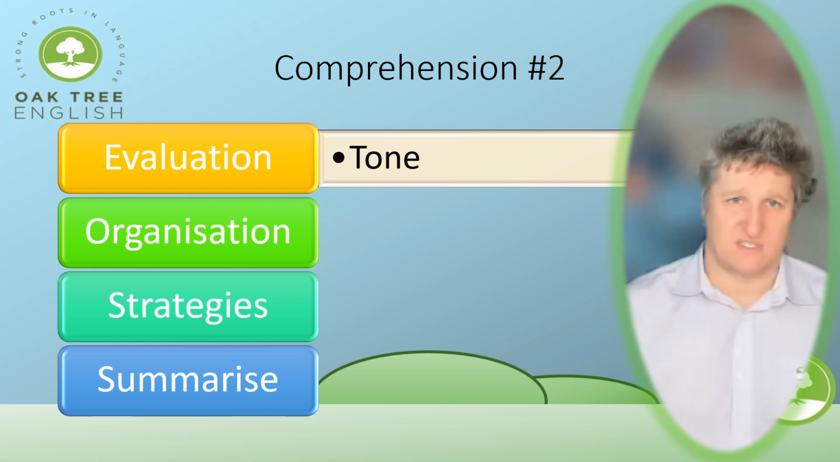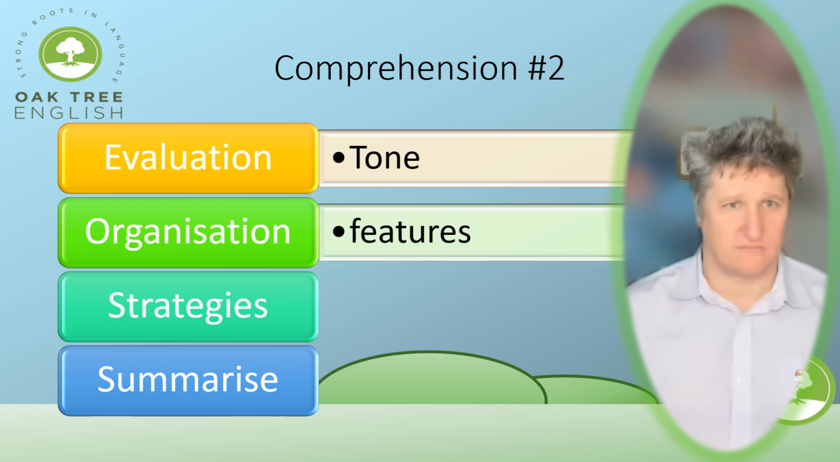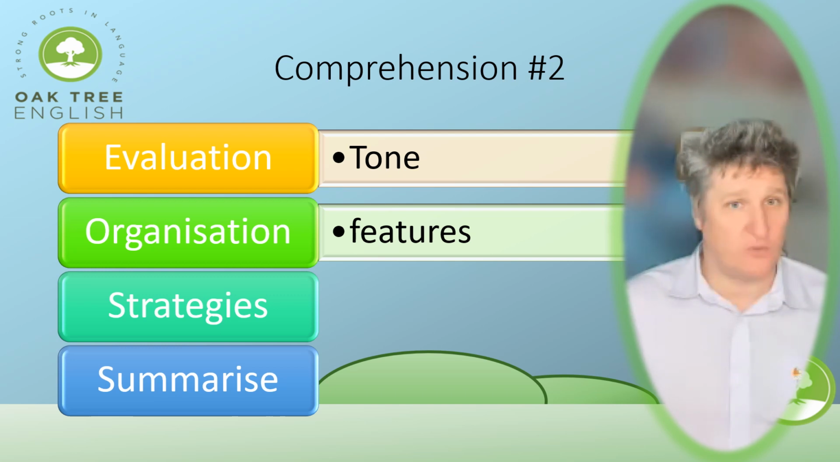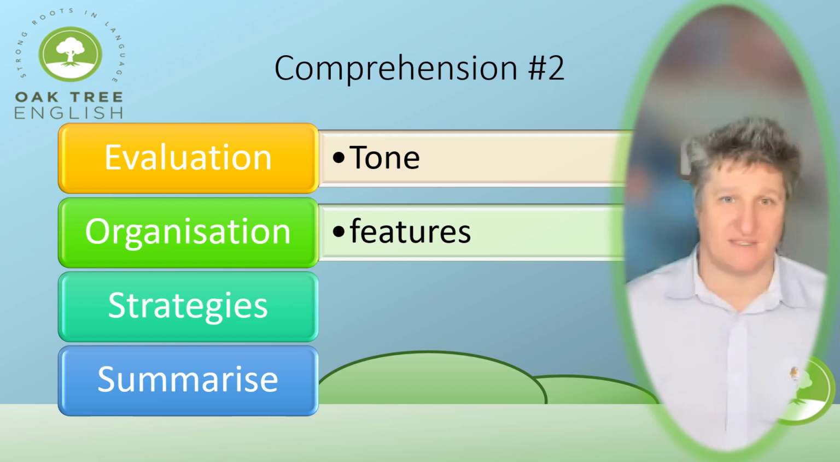Organizational features deliver information without words. They can include type font, size, color, headings and subheadings, logos or pictures, graphs and tables, text boxes and timelines. Basically, anything that's on the page.